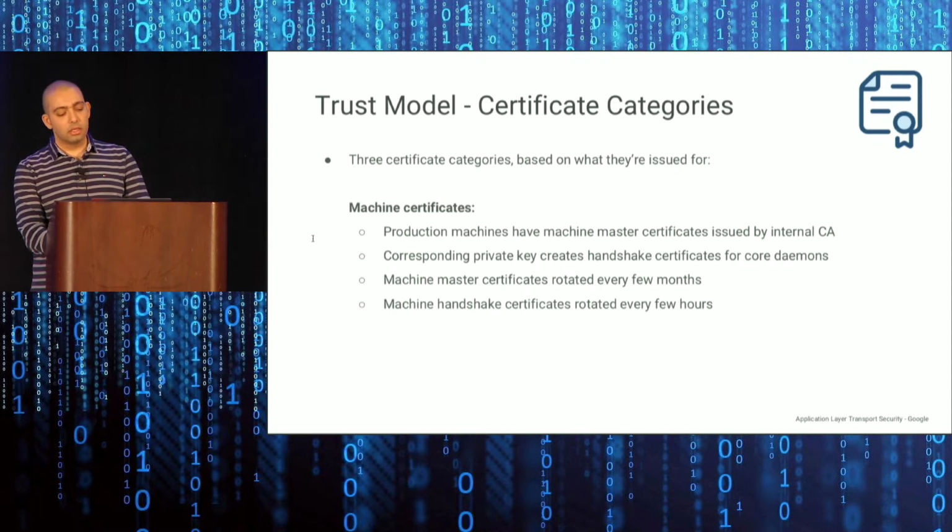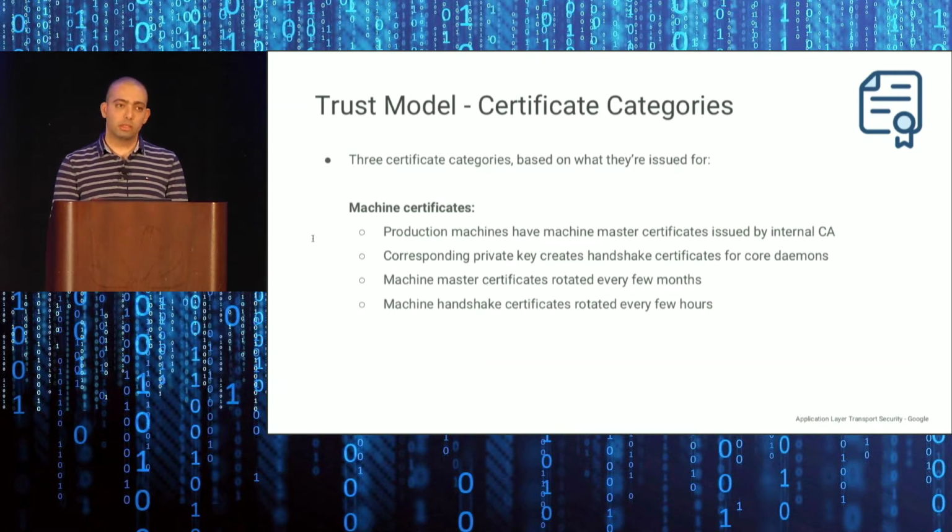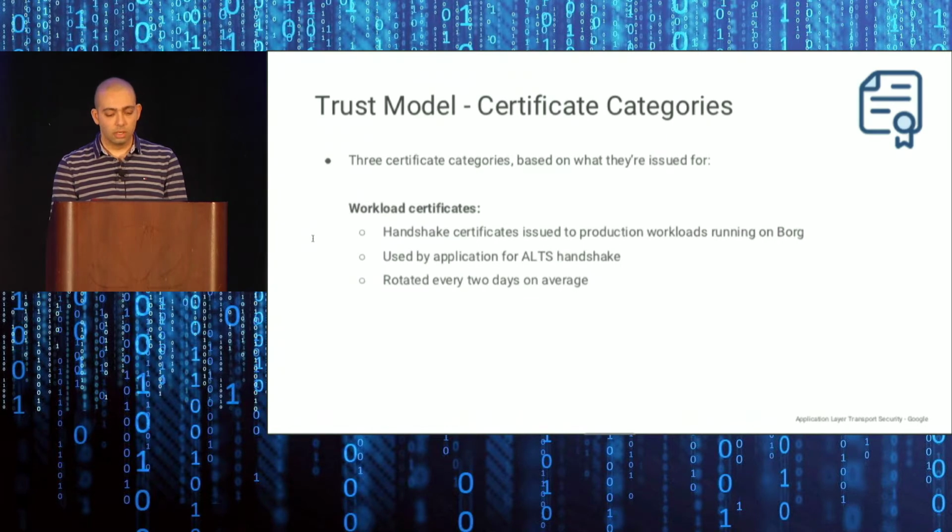The second category are machine certificates. From the name, they're issued to all production machines. These are master certificates, so basically their corresponding private key can be used to sign handshaker certificates. The machine master certificates are rotated every few months, while the machine handshaker certificates are rotated every few hours. So they're both relatively short-lived as well.